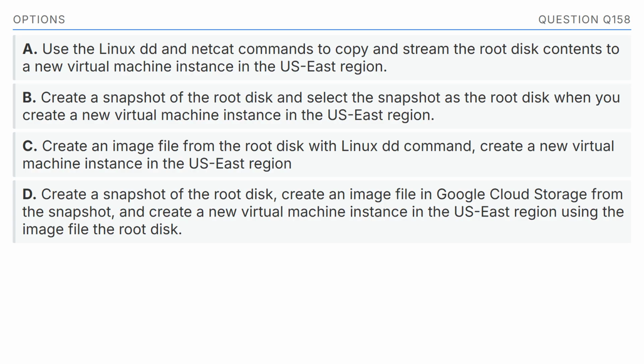Option C, create an image file from the root disk with the Linux dd command. Create a new virtual machine instance in the US East region. Option D, create a snapshot of the root disk, create an image file in Google Cloud Storage from the snapshot, and create a new virtual machine instance in the US East region using the image file the root disk.